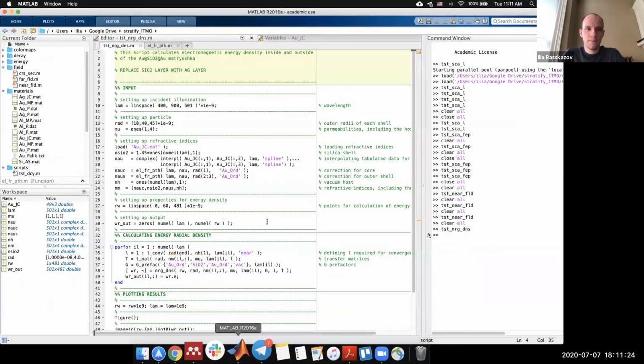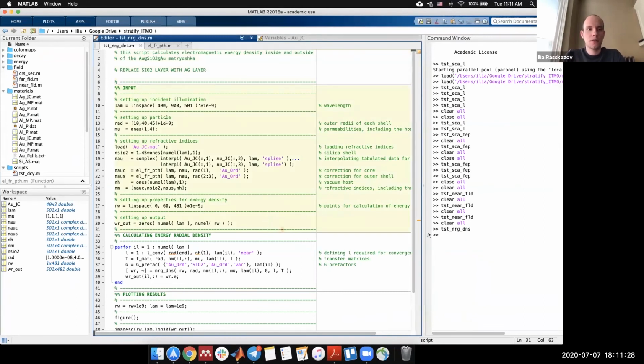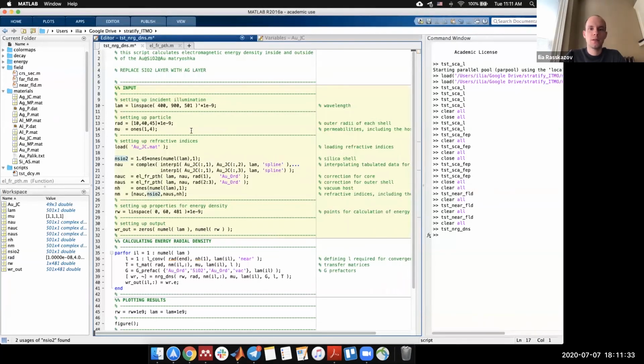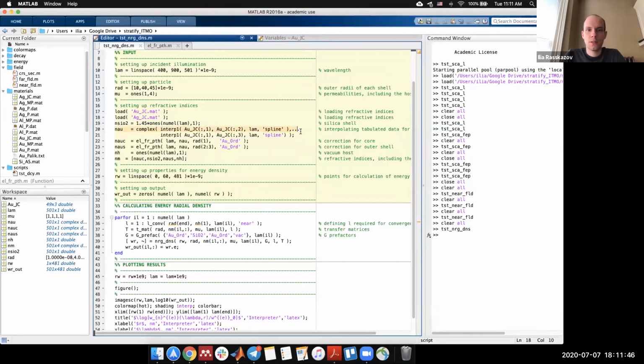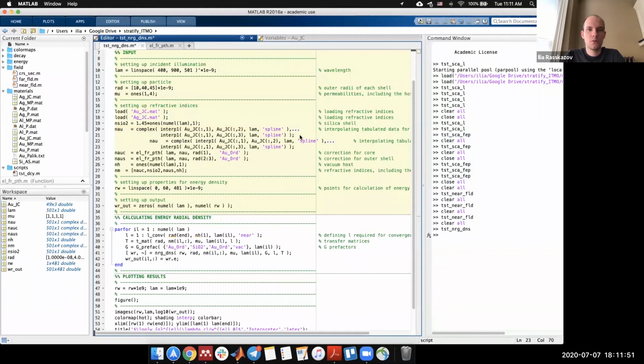So for our task, our Argentum layer, that's how it should look. First of all, I need to upload the refractive index for the silver. That's how it looks. Then I'm going to use the same procedure to interpolate. I'm going to use a new variable and interpolate data for Argentum. And for this moment, I'm going to suppress the corrections for the silver because 30 nanometers is quite thick. So I'm going to suppress this correction right now.